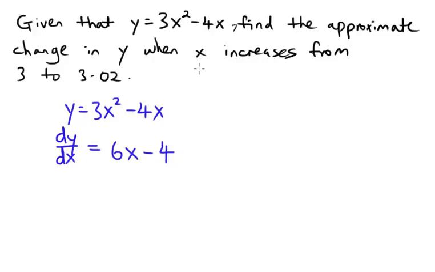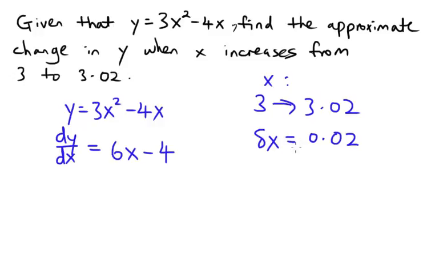Now, x increases from 3 to 3.02, so there's a small change between 3 and 3.02. From 3 to 3.02 means we have increased by 0.02, and this we call delta x, the small change in x. Now, we want to find the approximate change in y. It means what would be our delta y.